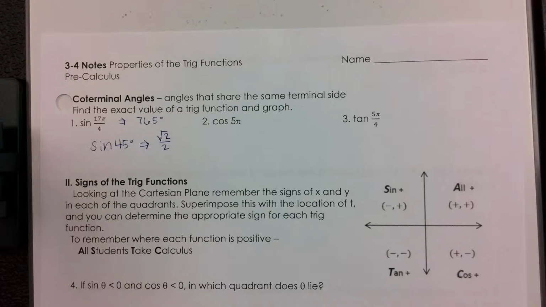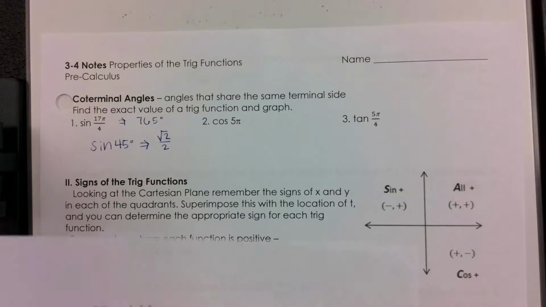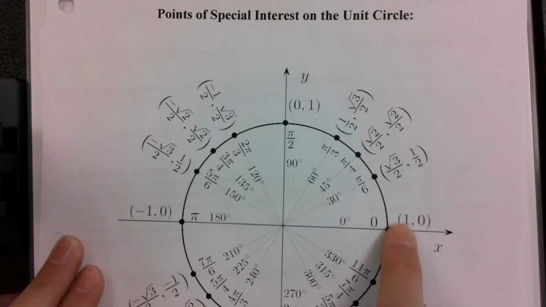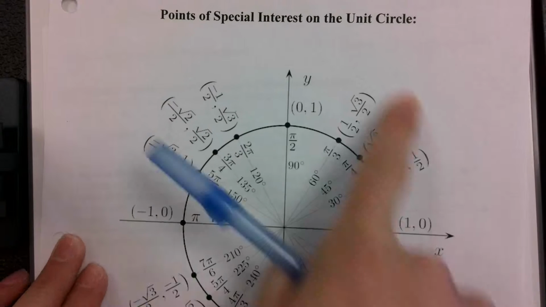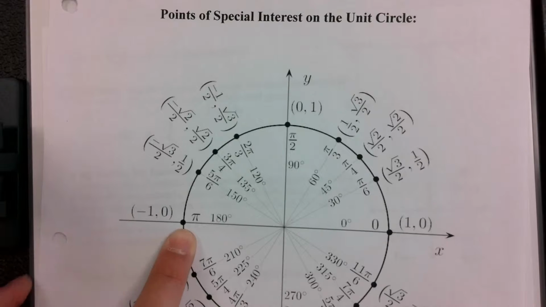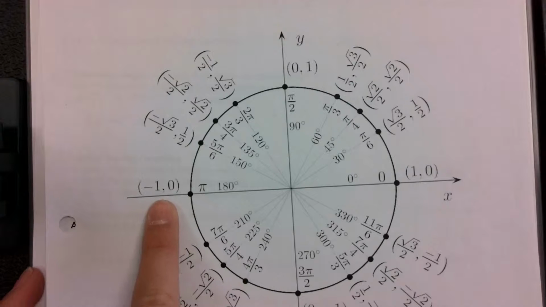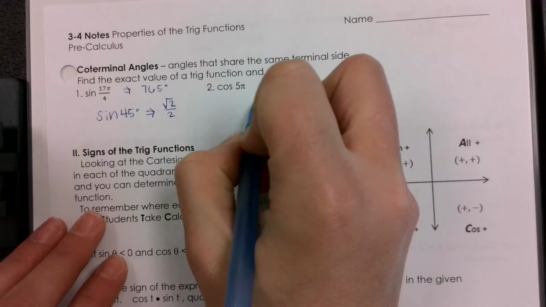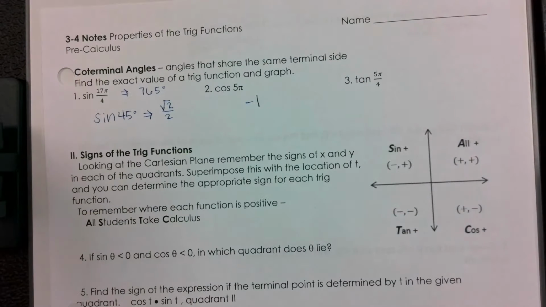All right, looking at number 2, we need to find cosine of 5 pi. I think this one is kind of easy to leave in radians because it's a whole number, right? So we know that we're trying to do 5 pi. So we've got 1 pi, 2 pi, 3 pi, 4 pi, 5 pi. Does that make sense? So we're looking at right here, and what do we want? Cosine. So what is cosine right there? -1. That okay? All right.